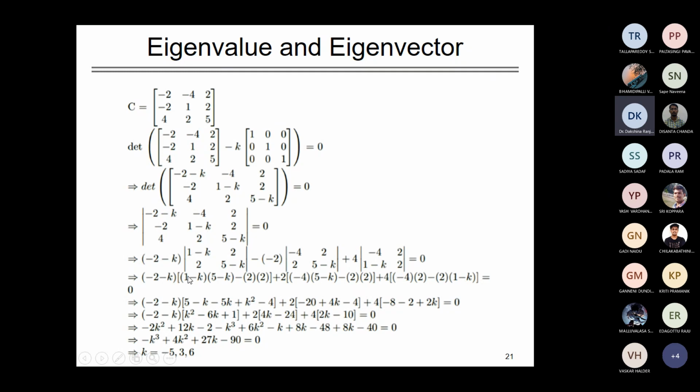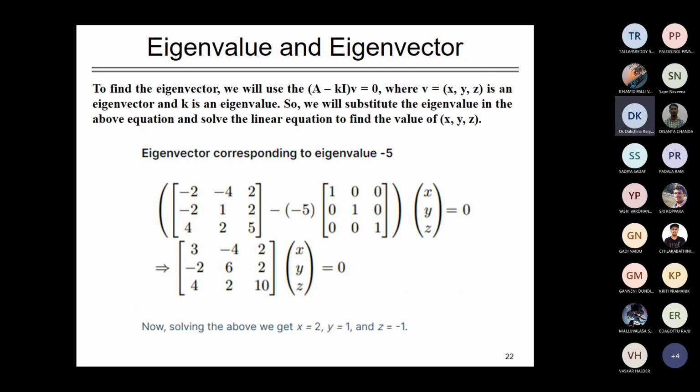After solving this determinant, we will get three values for k. That means there are three eigenvectors corresponding to these three eigenvalues. Since k represents the eigenvalues, we are getting three eigenvalues and three corresponding eigenvectors that we have to compute. So first we compute the eigenvalues, then we will compute the eigenvectors.